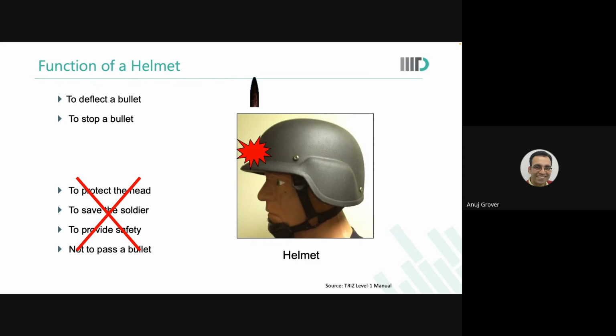A function is defined between two components. So to protect the head, helmet protects the head. Helmet is a component, head is a component. But you said to save from injury. Is injury a component? Function doesn't exist. That is not the right formulation of a function.